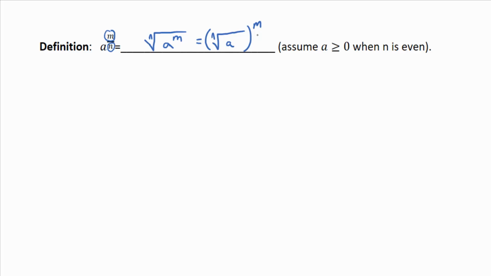Now, if you're not using a calculator, it's often easier to take the root first, because you get a smaller number to the m power if you take the root first.